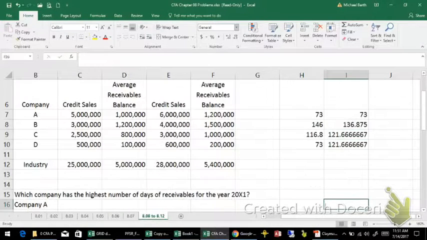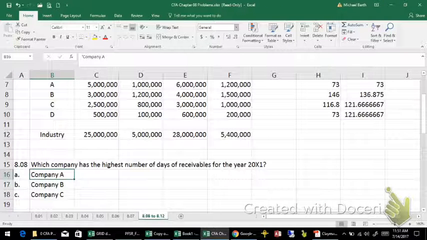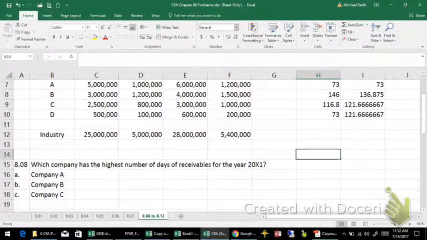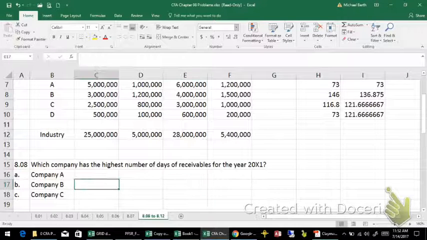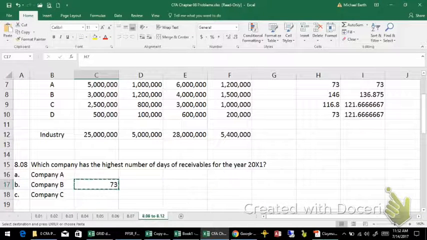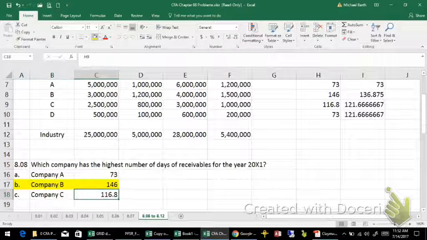And the question 8.08 is which company has the highest number of days of receivables for 2000x1. The highest would be company B with 146 days. So I just yank these numbers down: 73 days, 146, and roughly 117. So company B is the highest there.